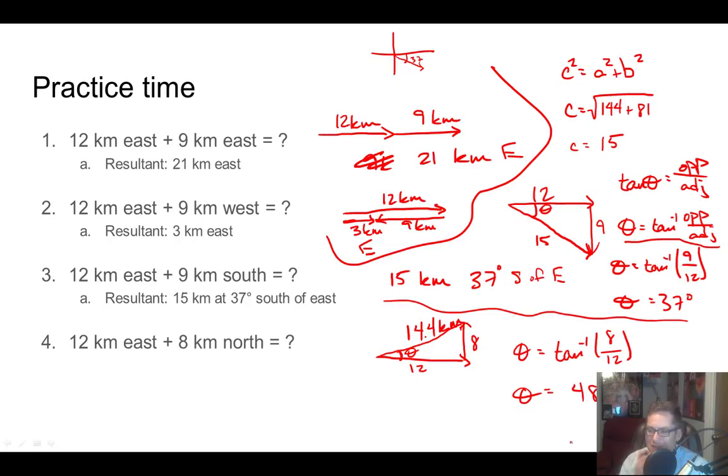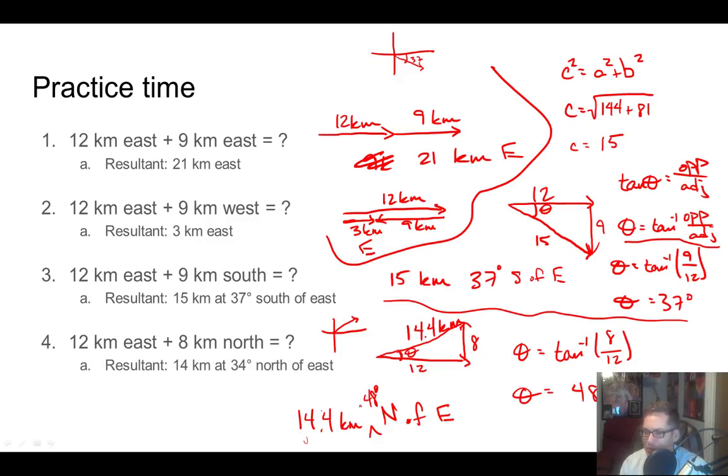So we're at 14.4 kilometers. Thinking about where we are on a graph, our resultant vector is coming up like this. That means we're north of east. I forgot the degrees: 48 degrees north of east.